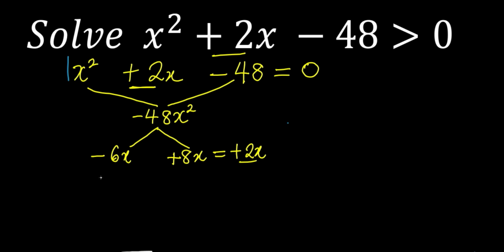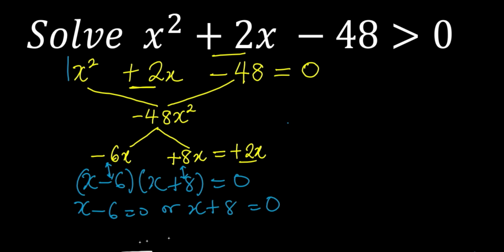In this case, once the coefficient of x squared is 1, we don't need to factorize further. We can just get the factors directly. So it becomes x minus 6 and x plus 8. You can only apply this when the coefficient of x squared is 1, please. Setting each to 0: x minus 6 equals 0, or x plus 8 equals 0. So x equals 6, or x equals minus 8.